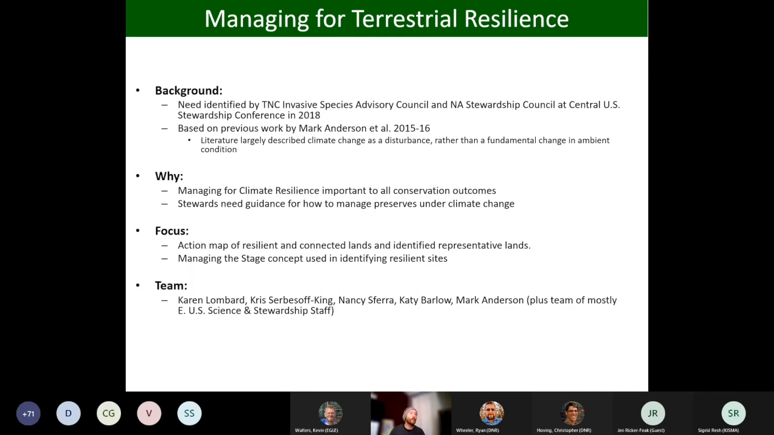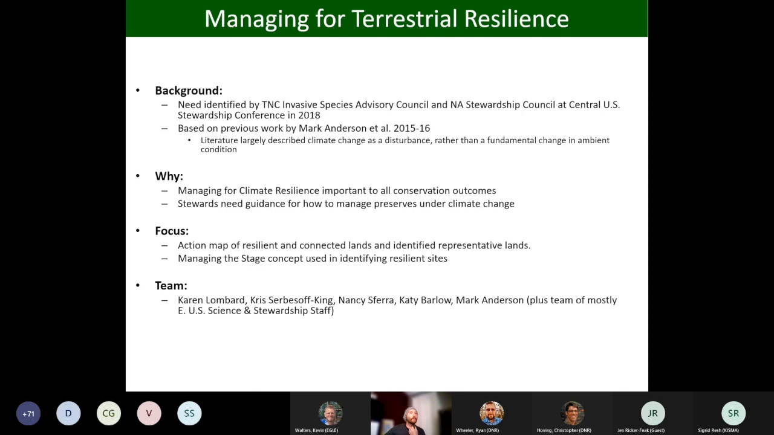It's not enough to just protect the lands that are resilient, but we have to manage them, and that's important to all of our conservation outcomes. Ultimately, land stewards are going to need guidance on how to manage their preserves or other protected lands under climate change. So the focus of the work was to use that action map of resilient and connected lands, and then combine it with the idea of managing the stage, which I'll touch on in a little bit, as a way to identify resilient sites.